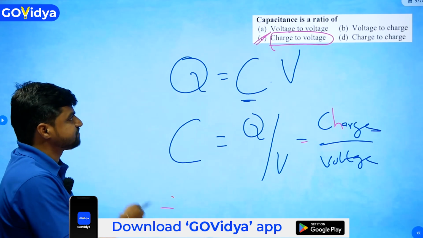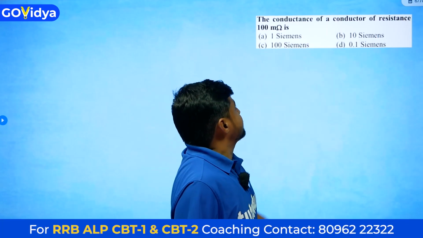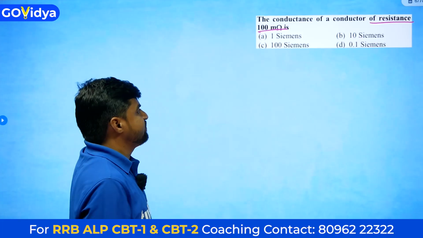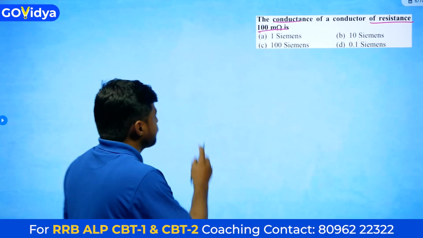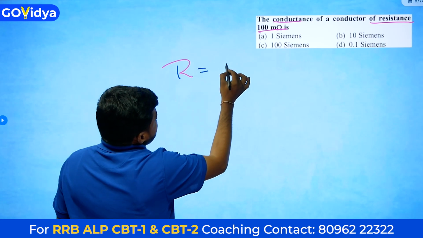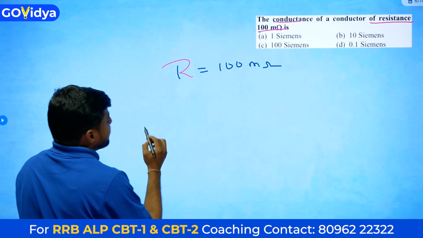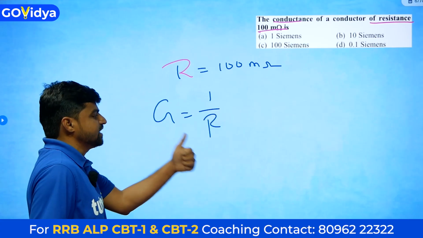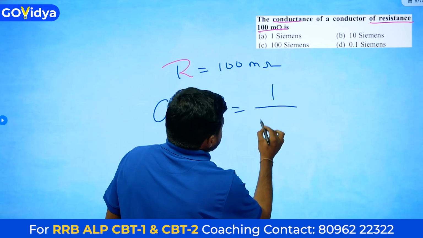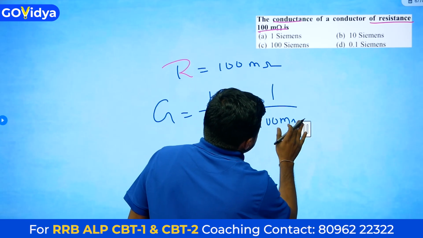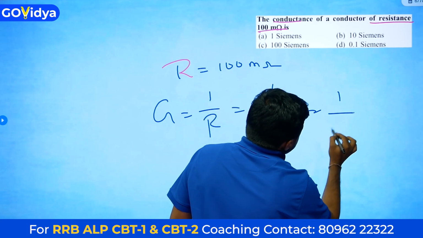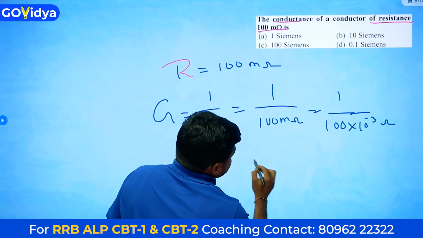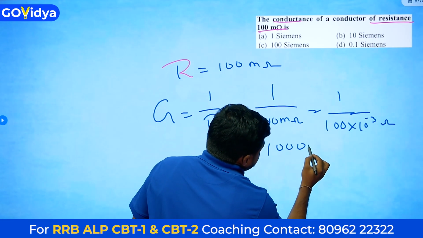Okay, next question: the conductance of a conductor having a resistance of 100 milliohms. We have to find conductance. Resistance value is given, R is equal to 100 milliohm. Conductance G is equal to 1 by R; the reciprocal of resistance is called conductance. Substitute here: 100 milliohms means 100 into 10 power minus 3 ohms, so 1 by that. We can also write 1000 by 100.